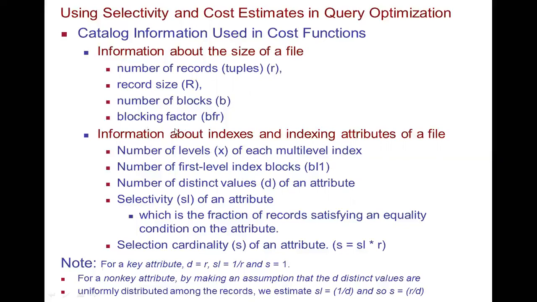Everything we discuss here is in the blocking factor, and information about indexes and indexing attributes of a file. This also plays an important role in accessing your databases, that is, in the optimization. Here is the number of levels of each multi-level index. We discussed this in the hashing and indexing topic, especially in indexing. There we studied the sequential file, and then the primary index, secondary index, and multi-level index. So we have discussed this already.